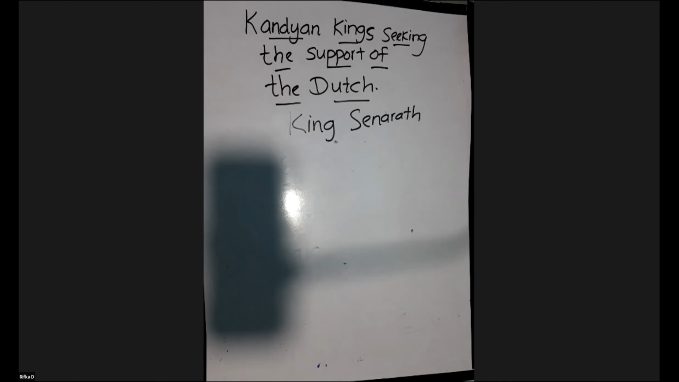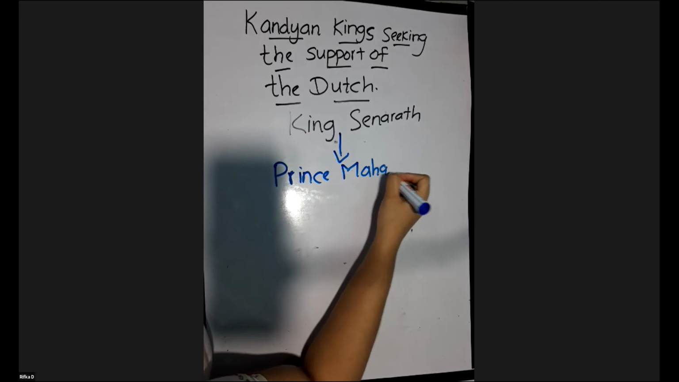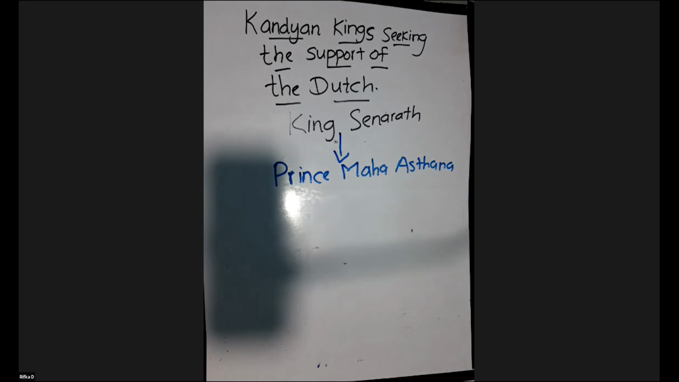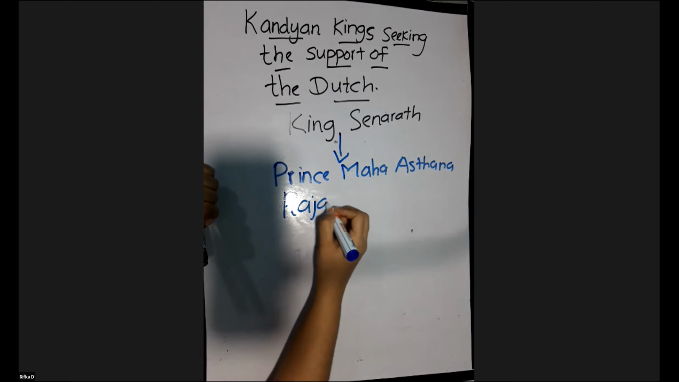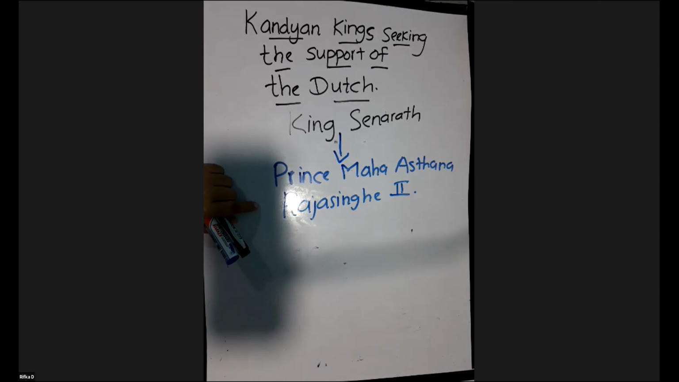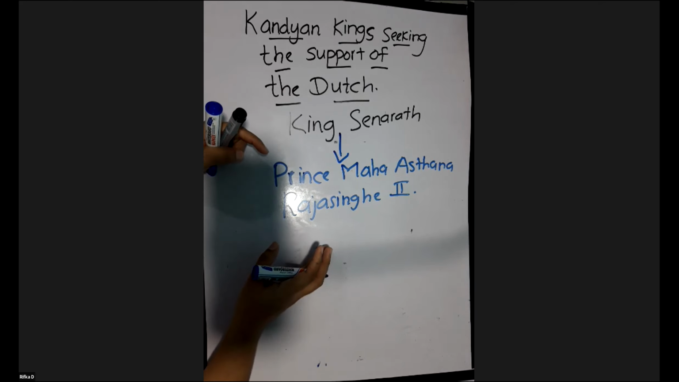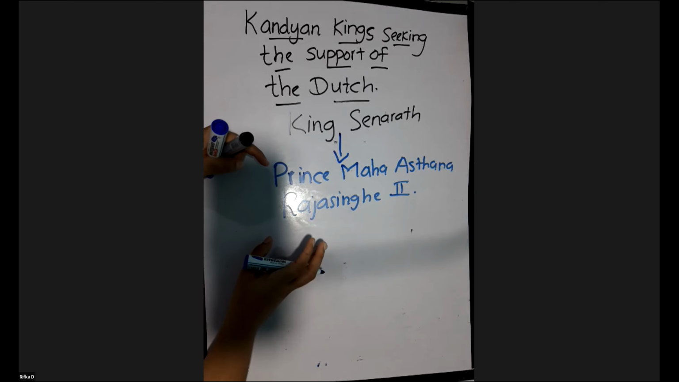Now, after the death of King Senarat, his son, who is his son? Prince Maha Astana became the king of the Kandyan kingdom in the name of Rajasinghe II. He was not like his father. Rajasinghe II was a great warrior. His sole desire was chasing the Portuguese out of the island. He was so brave and determined.